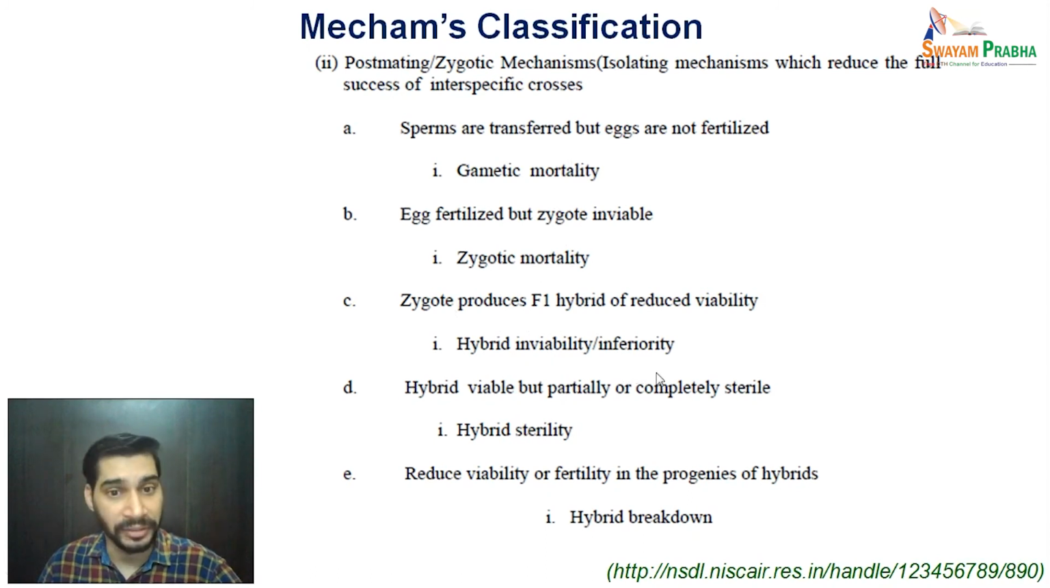or inferiority. Next can be the hybrid viable but partially or completely sterile. That means there is a barrier called hybrid sterility. And lastly, there is a reduced viability or fertility in the progenies of hybrids. So F2 generation onwards, there is an issue with the viability or fertility, and this is called as hybrid breakdown as a barrier. So these are the pre-mating or pre-zygotic and post-mating or post-zygotic mechanism classification as given by Mayr.